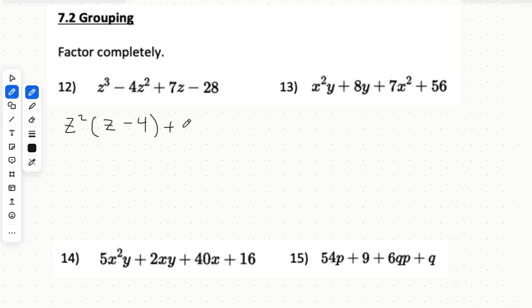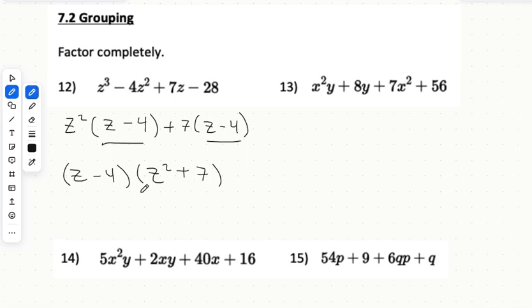So here I could take out a 7 from both of those, and then that's going to leave me z minus 4 again. And so then these match, which is what we were hoping for, and now I can factor that up front like we did at the end of the last homework. And it leaves behind z squared plus 7, and then that's factored.